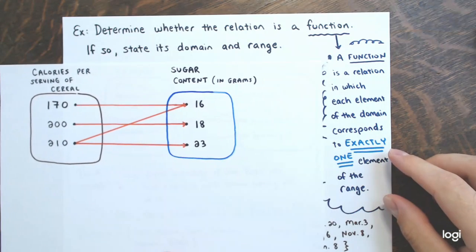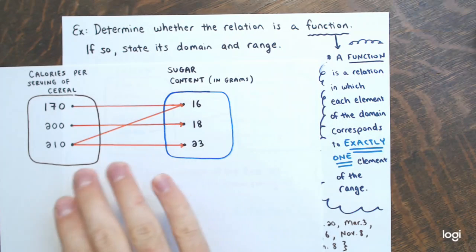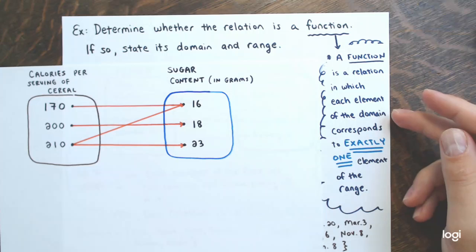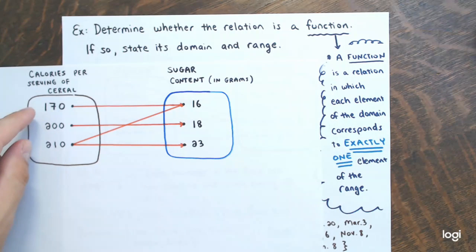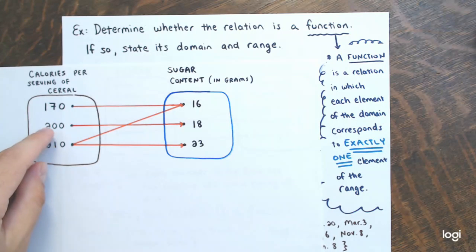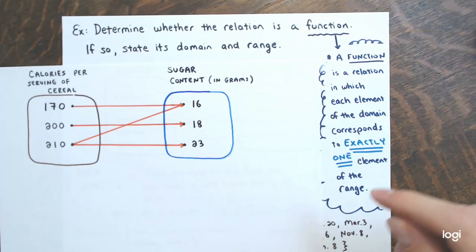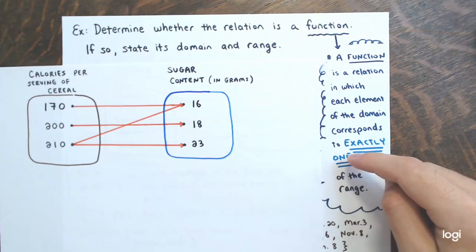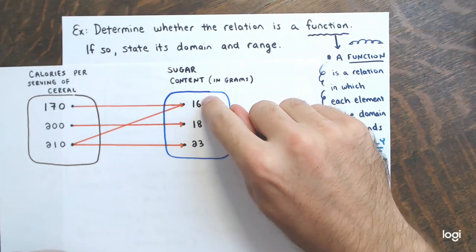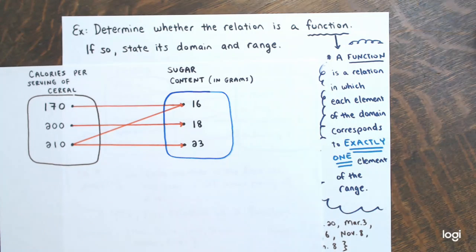Here's the definition. A function is a relation, which we have. We have a relationship between two sets in which each element of the domain, and the domain here would consist of 170, 200, and 210, each one of these elements in this set actually does correspond to an element over there, corresponds to exactly one element of the range. Let's see if that's happening. Now the range consists of 16, 18, 23. Every single one of these is corresponded to by an element over here.